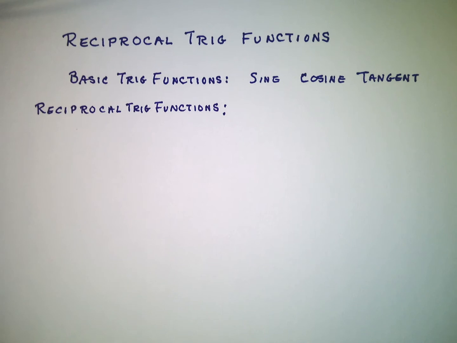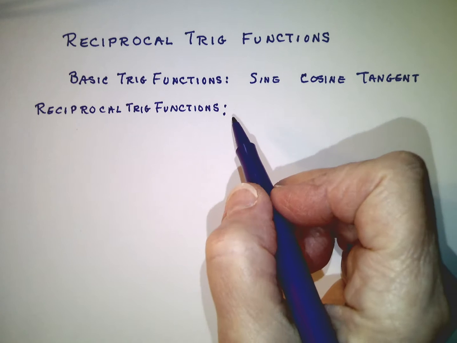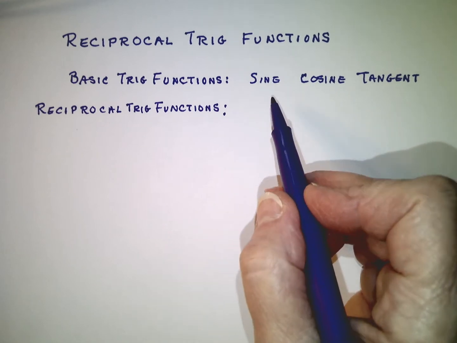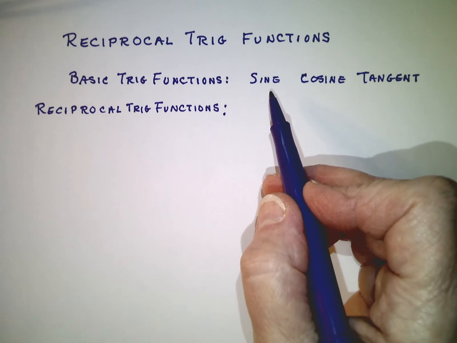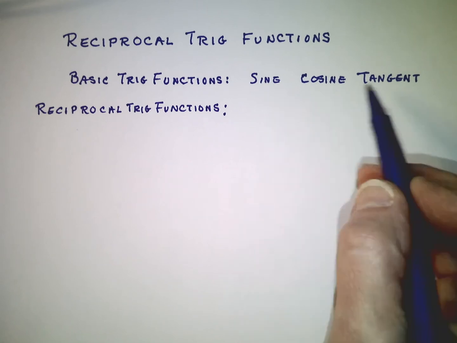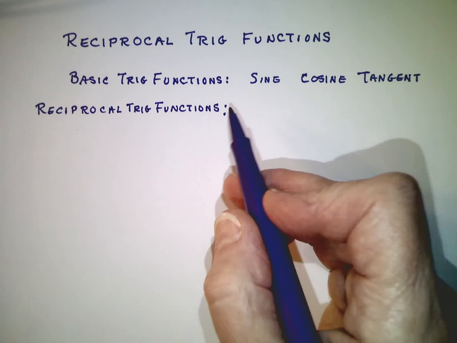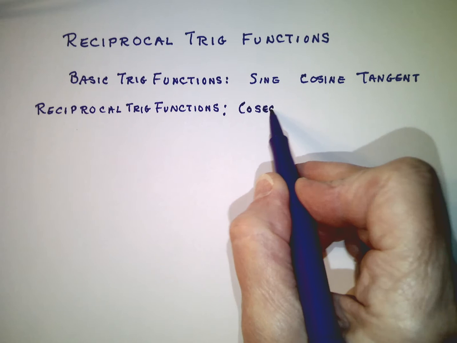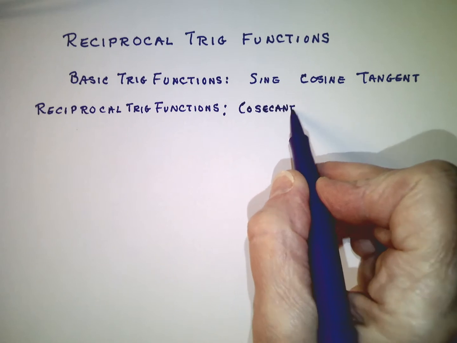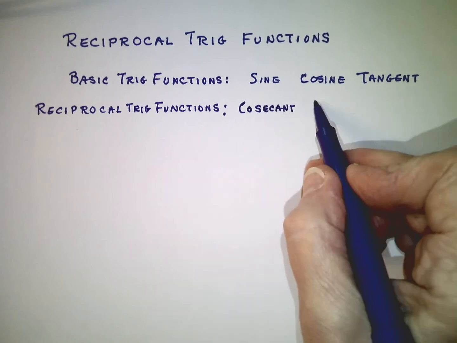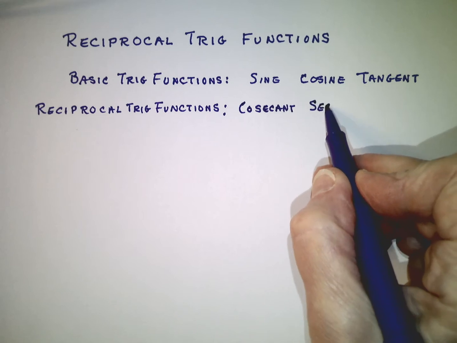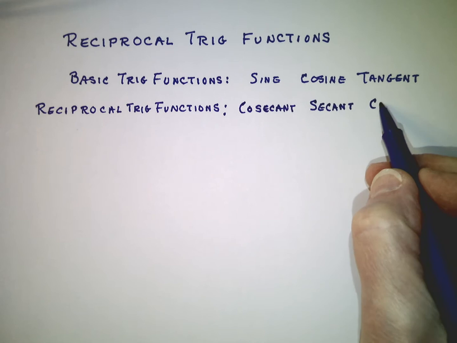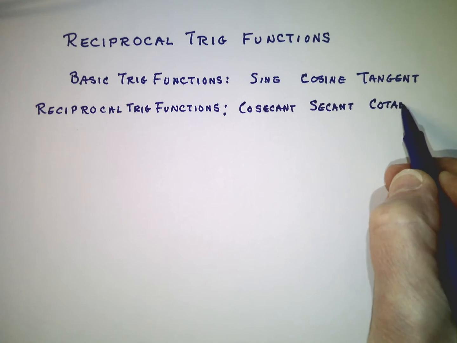Today we're just going to get to know the reciprocal trig functions and maybe learn how to put them in the calculator. The basic trig functions are sine, cosine, tangent, and the reciprocal trig functions are cosecant. It's the reciprocal of the sine. The reciprocal of the cosine is called the secant function, and the reciprocal of the tangent is called the cotangent function.